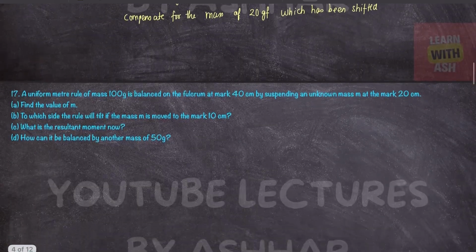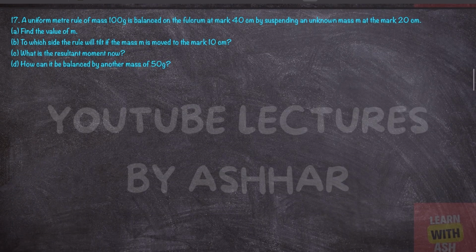So now let us move on to our next question. Now, in this particular question, it is given to us that a uniform meter rule of mass 100 gram is balanced on the fulcrum at a mark 40 centimeter by suspending an unknown mass m at the mark 20 centimeter. So according to my question, the diagram will look somewhat like this. If I draw over here, this particular part represents the 0 centimeter mark, this represents the 100 centimeter mark. After that, it is kept balanced.